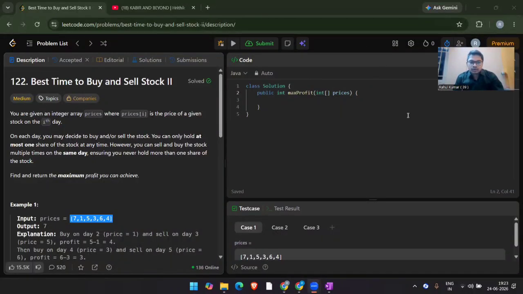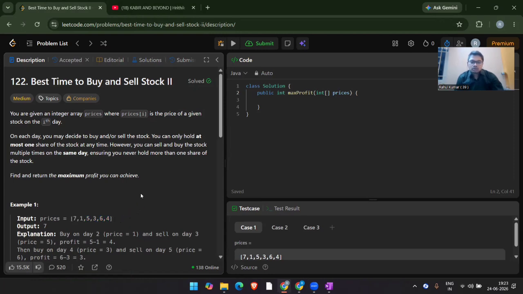So with the continuation of our DSA series, I'm back with another coding problem, that is best time to buy and sell stock. So this is the second type of question, we already did yesterday. In yesterday's question, we did the same question but with a different complexity. Let me first tell you what is the difference between the previous question and today's question.